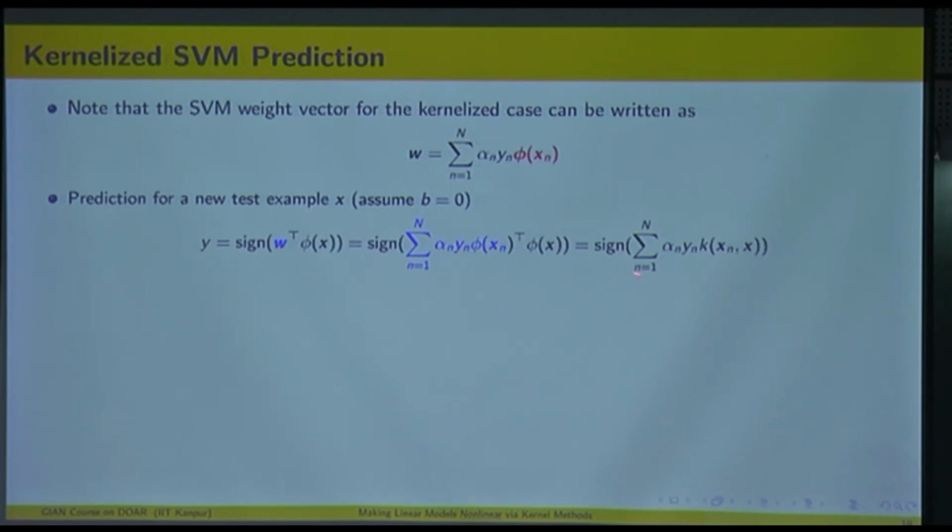So it's actually not that much of an issue. In order to compute this, I just have to compute the sign of this quantity, sigma alpha n yn k of xn comma x, right? So it's actually possible. We never have to carry out this mapping phi of x explicitly. We could just use the property that the inner products of phi vectors are kernel evaluations. We can just compute this quantity. Okay, everyone with me on this?